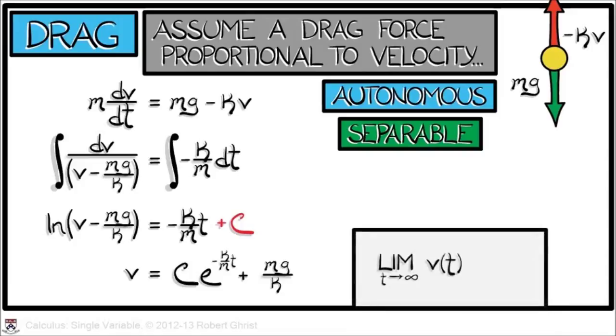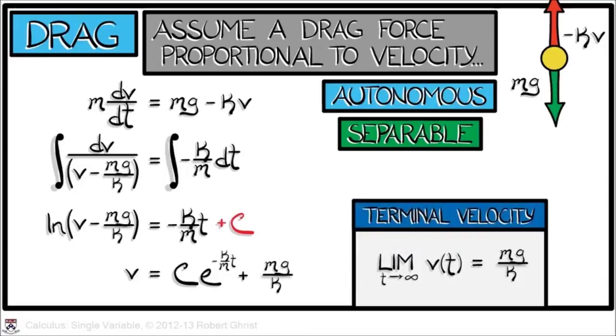Let's think about this for a moment. If we take a limit as t goes to infinity, what happens? Well, the exponent in the exponential is negative. That means that term goes to 0, and goes to 0 rapidly. What remains is a constant velocity equal to m times g over kappa. This is called the terminal velocity. Depending on the value of kappa, it may be very fast or rather slow.